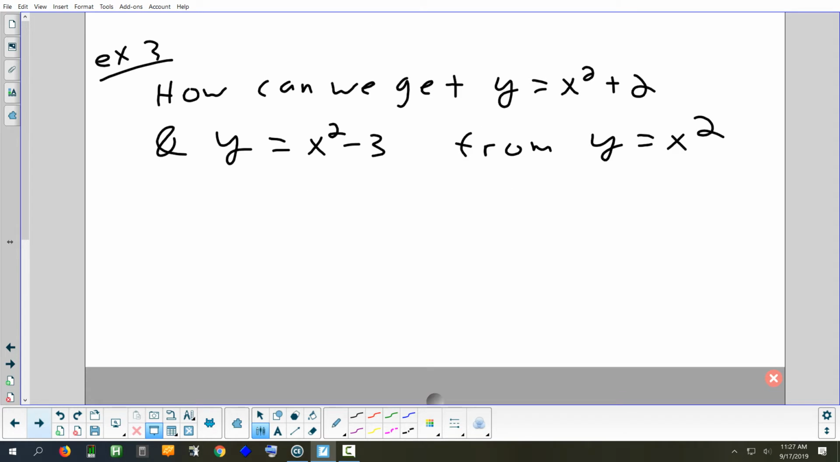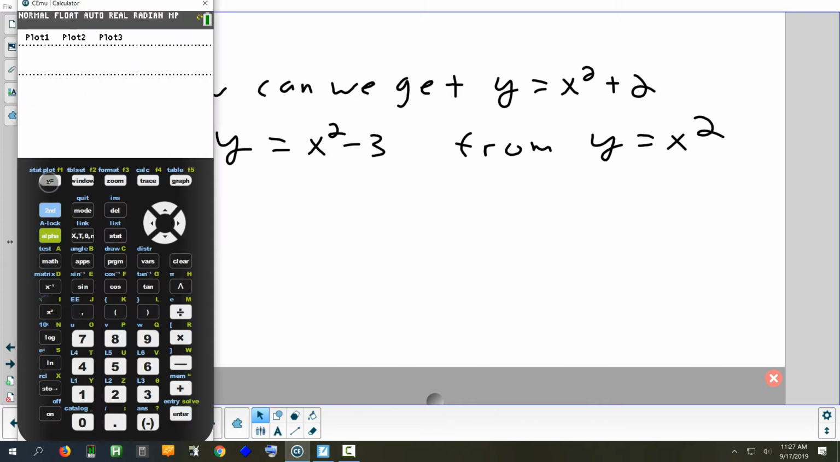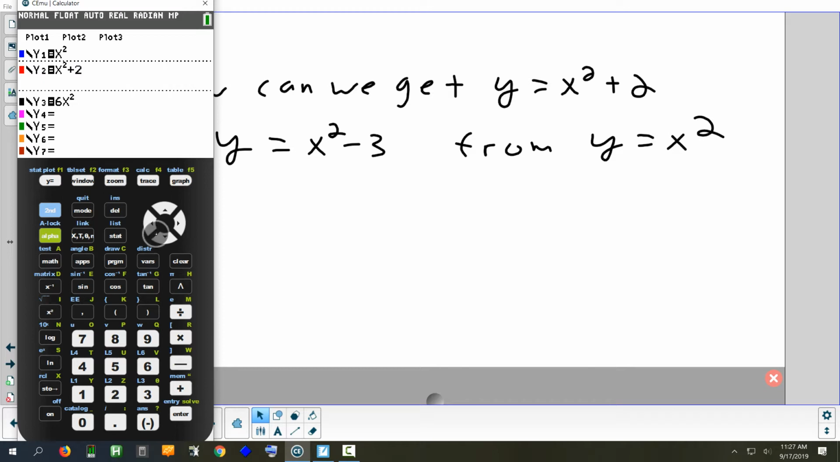All right, let's try this one. So I'm going to graph x squared. Actually, I'll graph just x squared. And then in the next one, I'll do x squared plus 2. Does anyone have a guess what is going to happen here? It's going to move up. Right, let's try it and see.